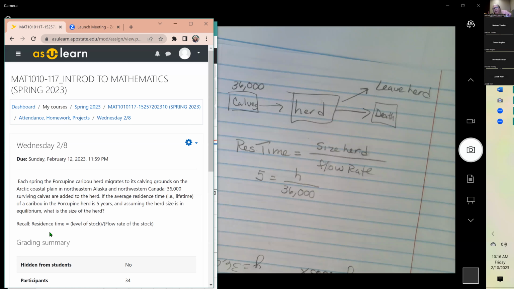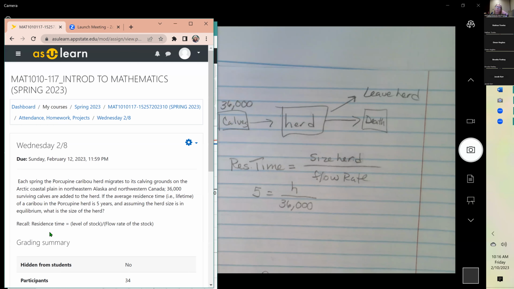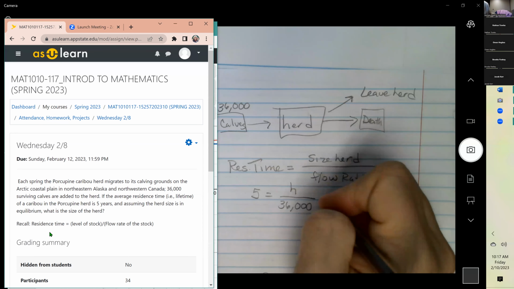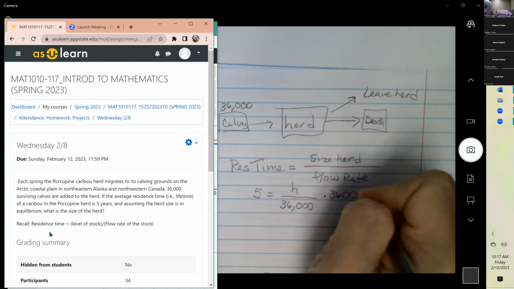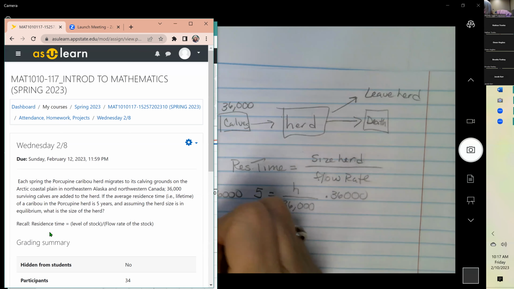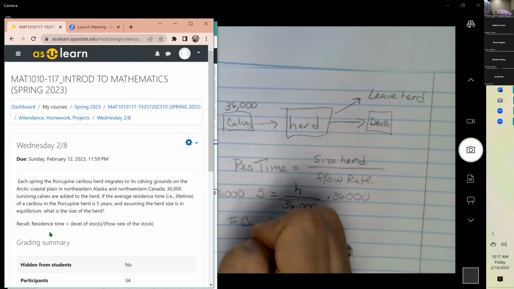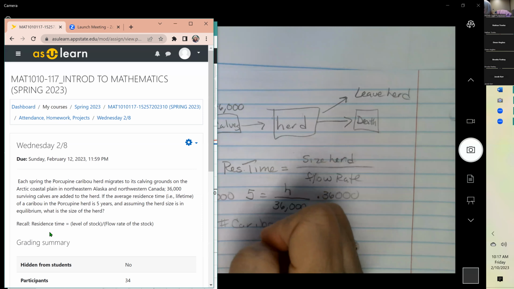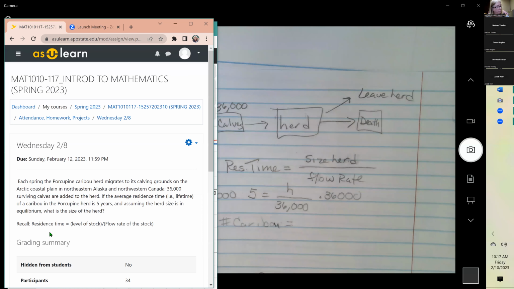Any questions on setting it up? How would I solve it? Multiplying each side by 36,000. Yep, because we're dividing here to get rid of it, we multiply both sides by the 36,000. Getting 180,000.